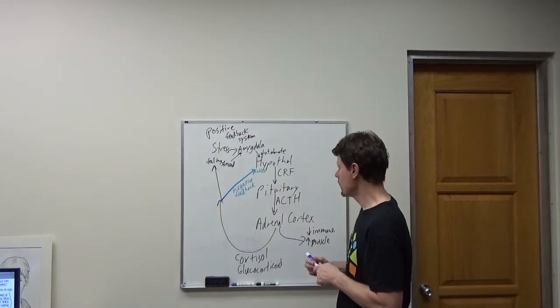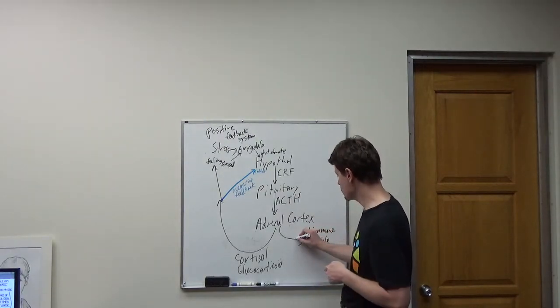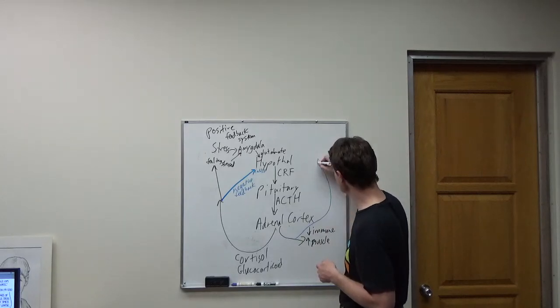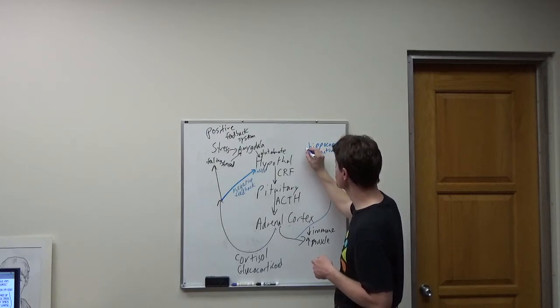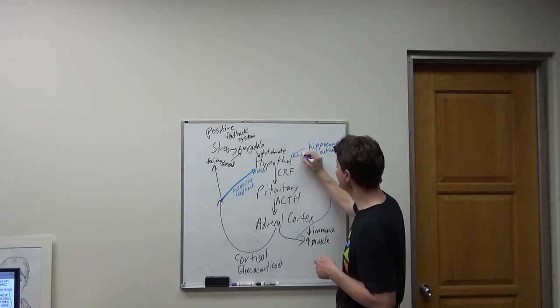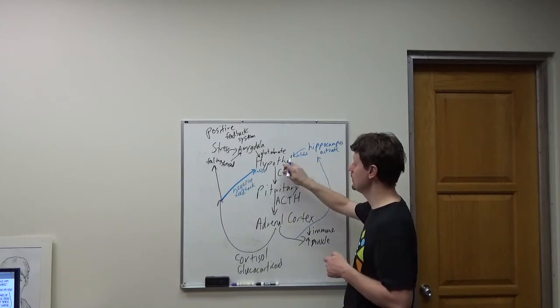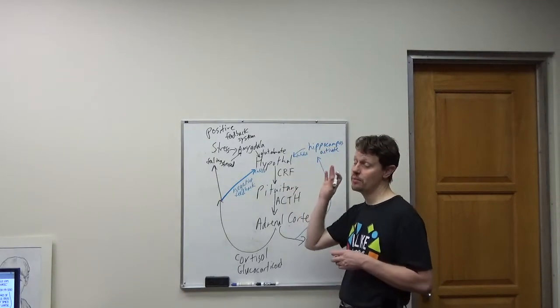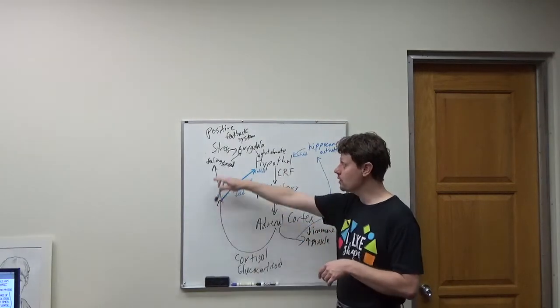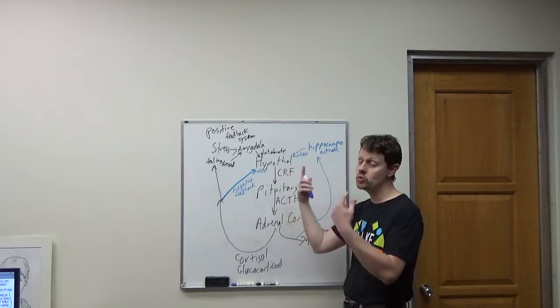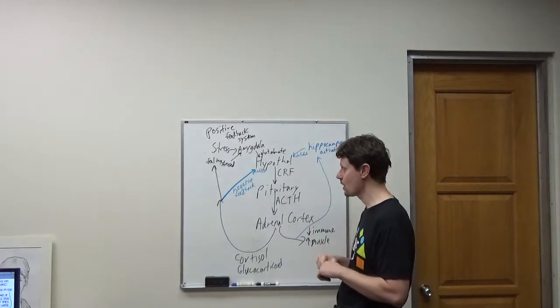Also, I'll move it over here because the drawing's getting a little crowded. Also, cortisol binds to the hippocampus. It actually will activate some cells in the hippocampus, and then those cells in the hippocampus will inhibit as well the PVN, the particular part of the hypothalamus that's releasing CRF. So there's one positive feedback path and two negative feedback pathways.